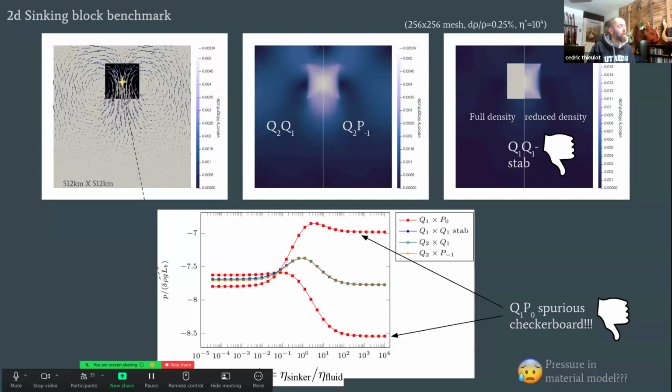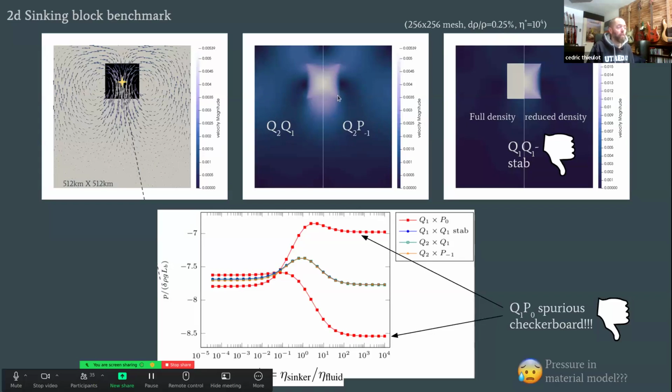And the block here in the middle is marginally more dense than the surrounding, right? So d rho over rho is 0.25%. And it can be either isoviscous or more viscous or less viscous than the surrounding. And what we actually do here is run this system with the Q2Q1 and the Q2P minus one.